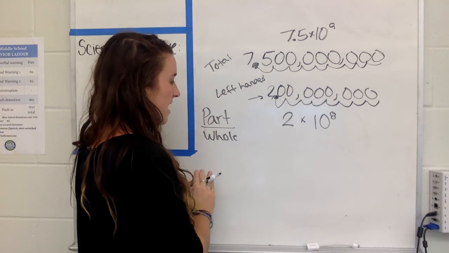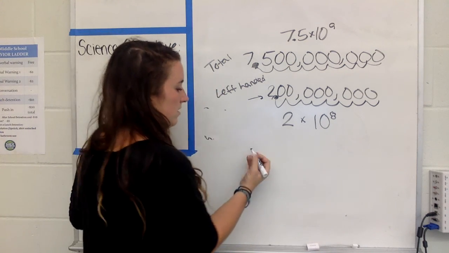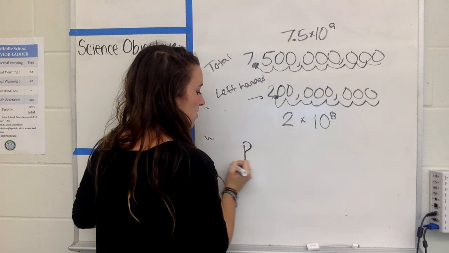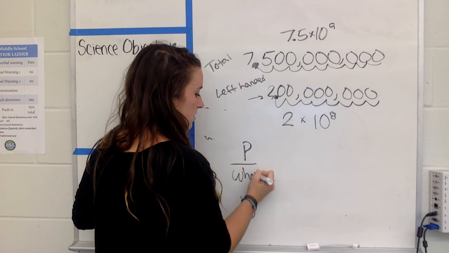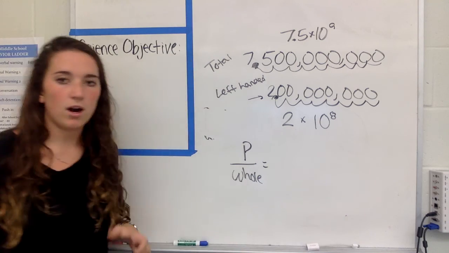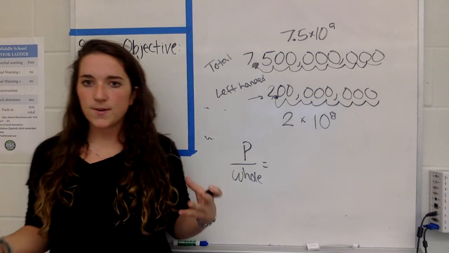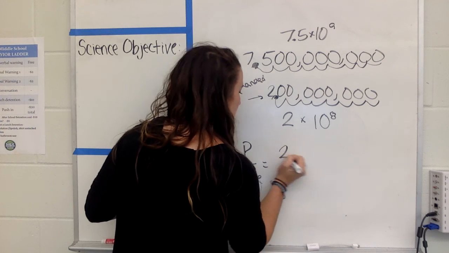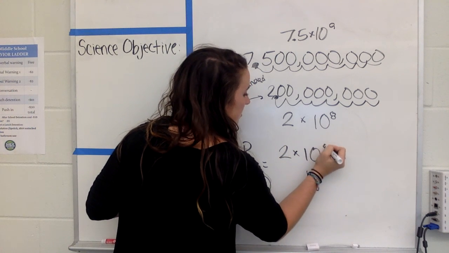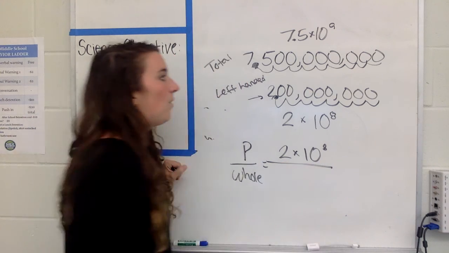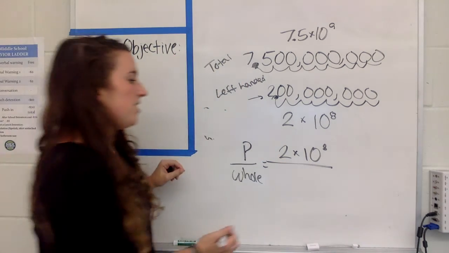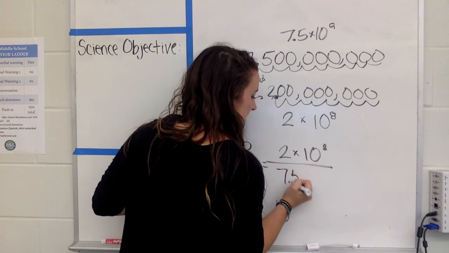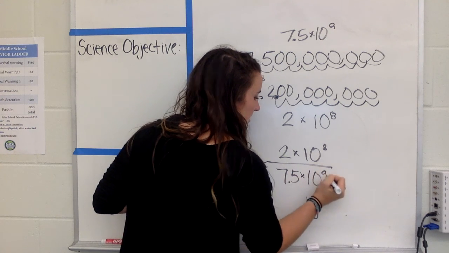All right, so I have part over whole. So part over whole. What is my part? My part is going to be the number of people who are left-handed. So my part is going to be 2 times 10 to the 8th. My whole is going to be the total number of people in the world. 7 and 5/10 times 10 to the 9th.